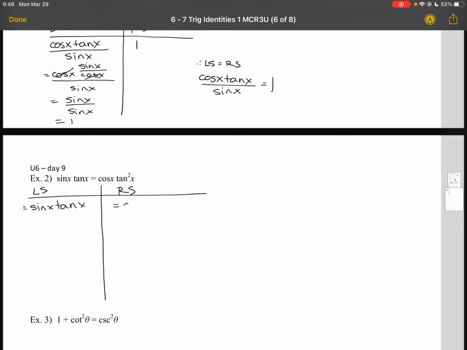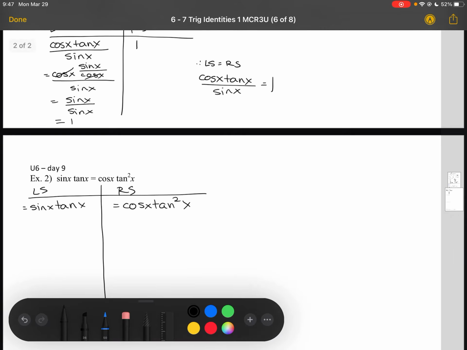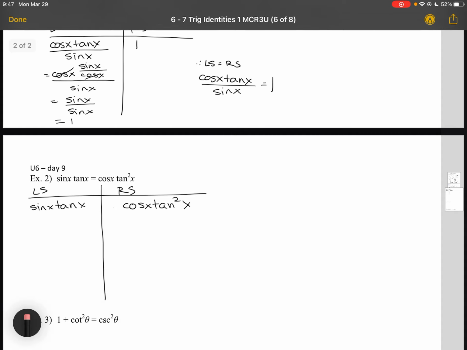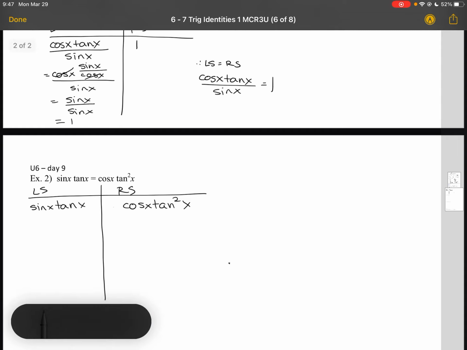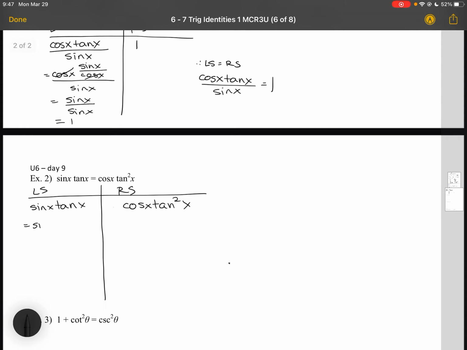And this one here, I am probably going to have to work on both sides to get them equal to each other. I don't really need these equal signs here. Okay, so let's start on the left side. I am going to replace tan x with sine x over cos x.